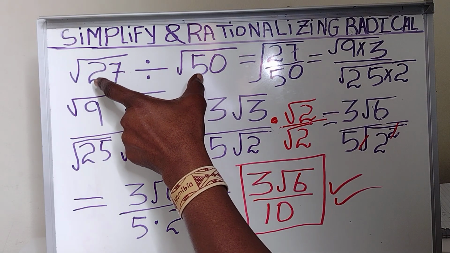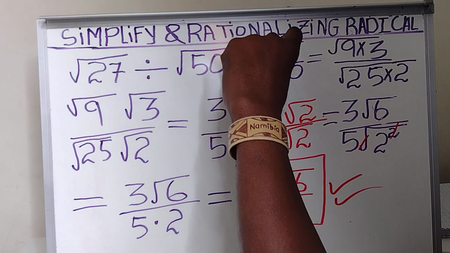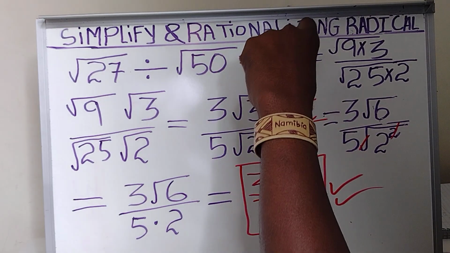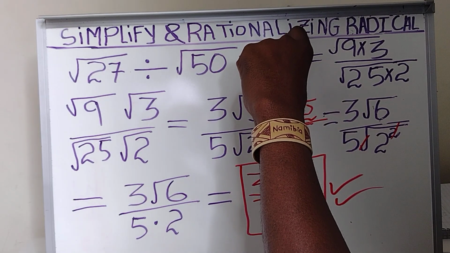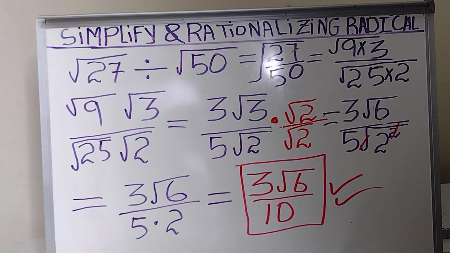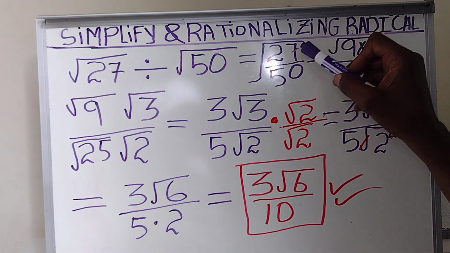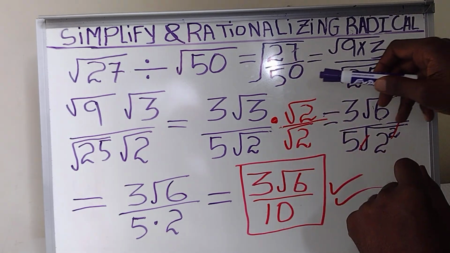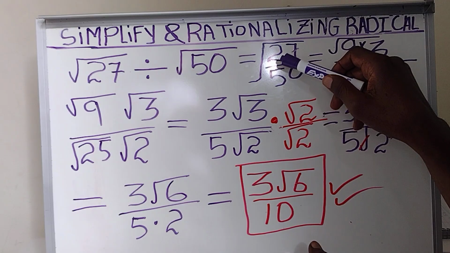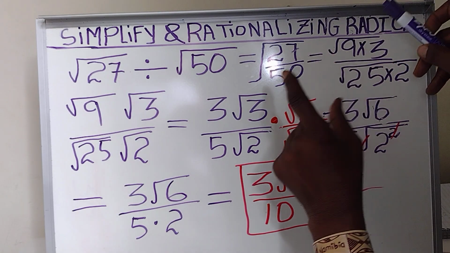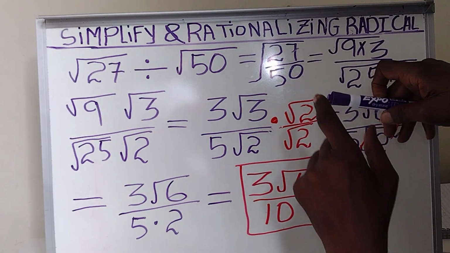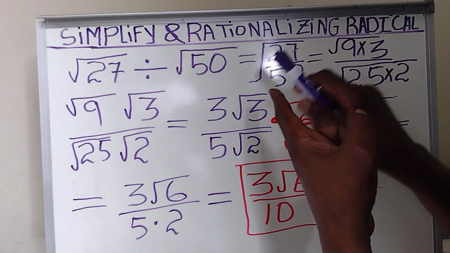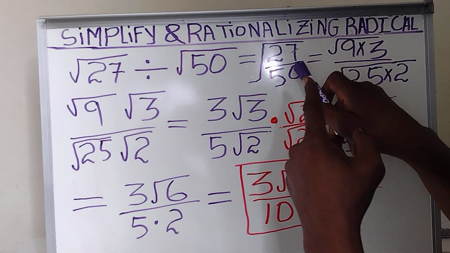Now we have to rewrite under the same root, or under the same radical. That is exactly what we did here. So next we have to find one of the numbers which is a perfect square. Now, the perfect square of 27 is 9. Now let me say this.